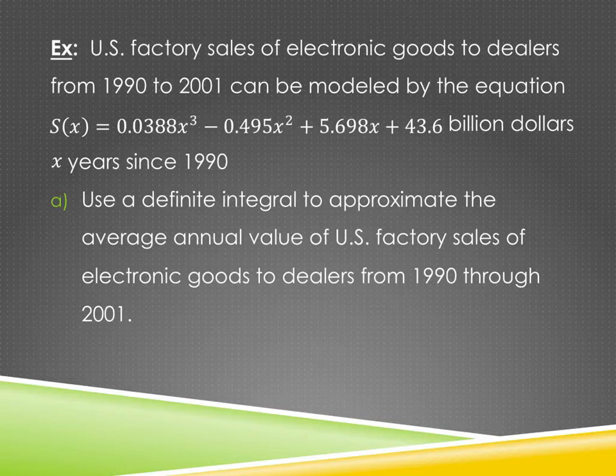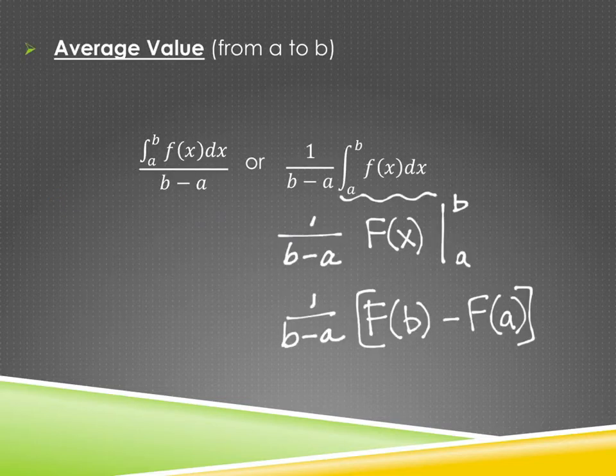All right, let me actually show you what's going on in the first problem we've got anyway. U.S. factory sales of electronic goods to dealers from 1990 to 2001 can be modeled by this equation. We've got a cubic equation here, in billions of dollars, with years since 1990. It says use a definite integral to approximate the average annual value of U.S. factory sales of electronic goods to dealers from 1990 through 2001. So it's wanting us to calculate this quantity, using this new formula that we're dealing with together.